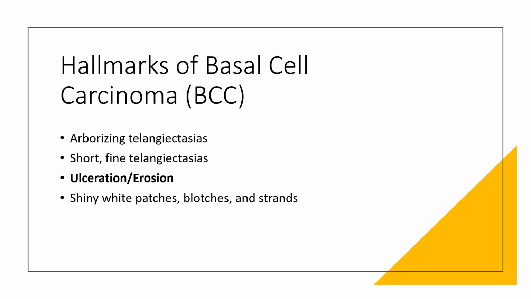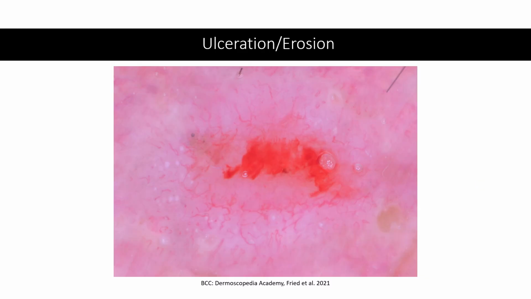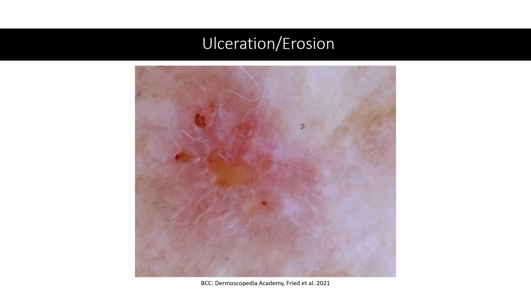The third key dermoscopic feature of BCCs is ulceration or erosion. The tumor tissue in BCCs is naturally friable, and so any small trauma to these nodules can cause a little bit of small bleeding that's detectable dermoscopically. Even the action of wiping the lesion with an alcohol swab can cause a little bit of bleeding.